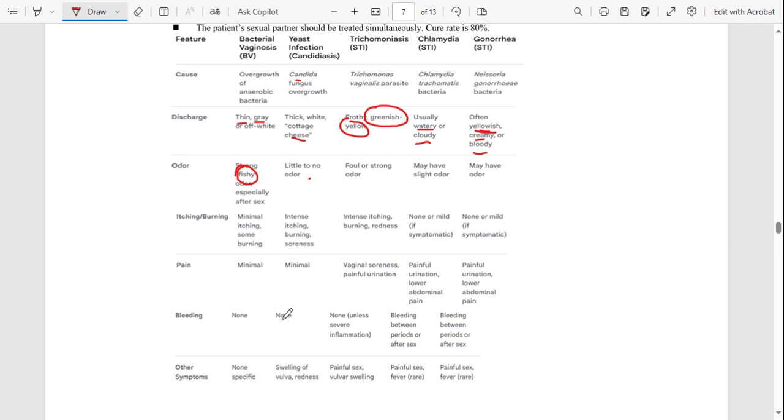Bleeding is not normally there in BV, candidiasis, and trichomoniasis, but there can be bleeding in pelvic inflammatory disease caused by these two, chlamydia and gonorrhea. Another thing is that in trichomoniasis, you can have dyspareunia, pain during sex, including also in pelvic inflammatory disease by these two, chlamydia and gonorrhea.